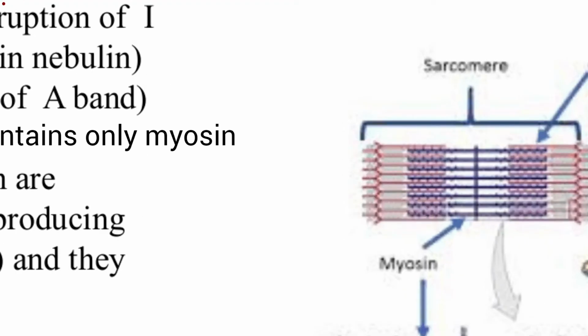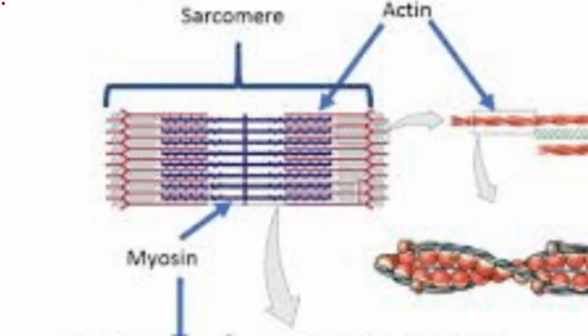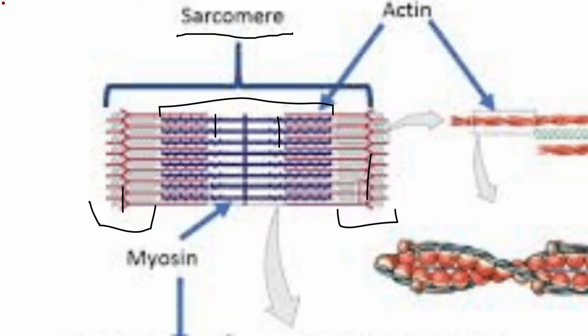Zoom in. So this is my sarcomere. The dark blue on here is the myosin. The red is the actin. And so you have your A band here. In the center of it is the H zone here. Over here is the I band. And in the center of it is the Z line. I band, Z line. So from Z line to Z line is the sarcomere.